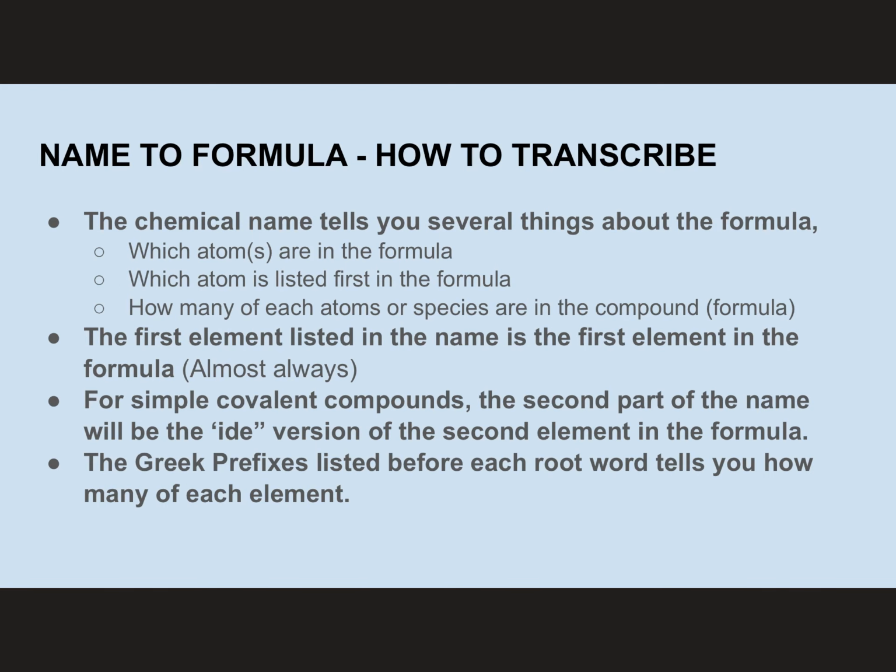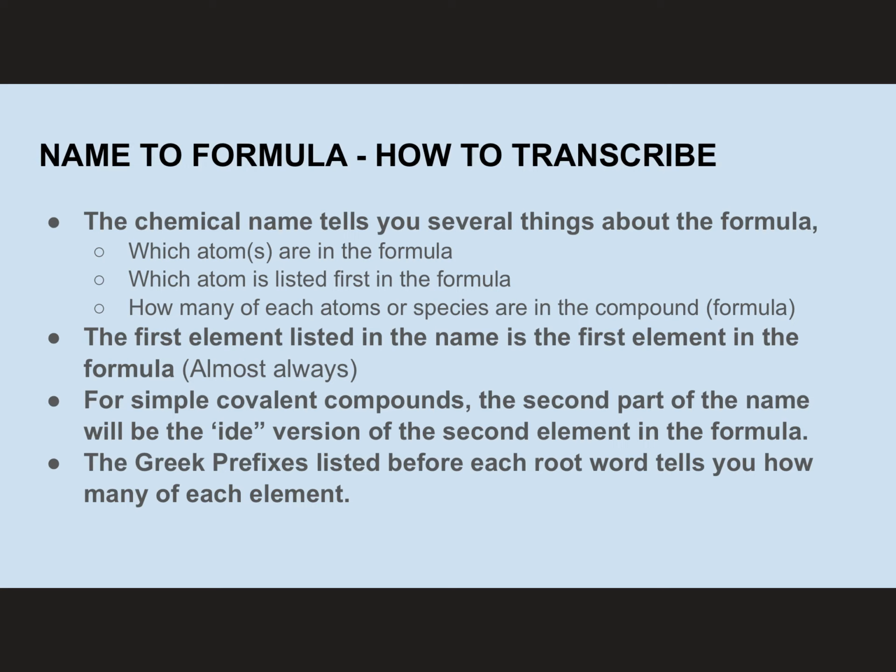Okay, our first objective is to teach you, if I give you a name, how do I write the formula? So how do we transcribe a name into a formula? The chemical name tells you a lot of things about the formula. It tells you which atoms are in the formula, which atom is listed first in the formula, and then how many atoms of each are in the compound. In other words, these are the subscripts. The first element listed in the name is the first element in the formula.